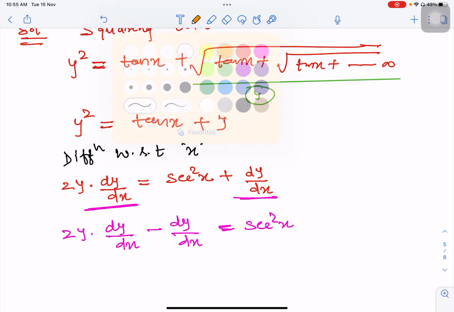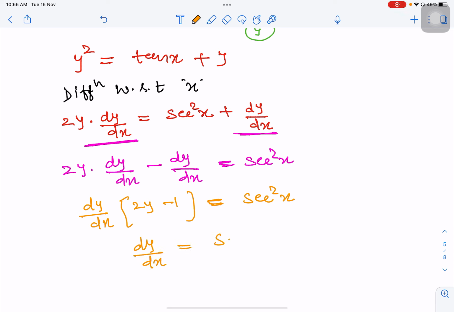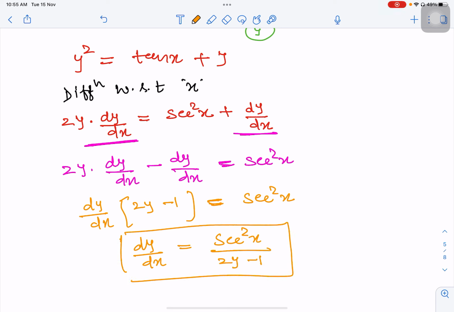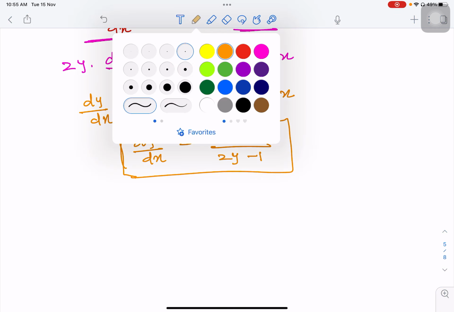Now we can take dy by dx common. So once you take dy by dx common, क्या मिलेगा आपको? 2y minus 1 equals to what? Sec square x. So finally dy by dx क्या हो गया? Sec square x over 2y minus 1. So this is our final answer.